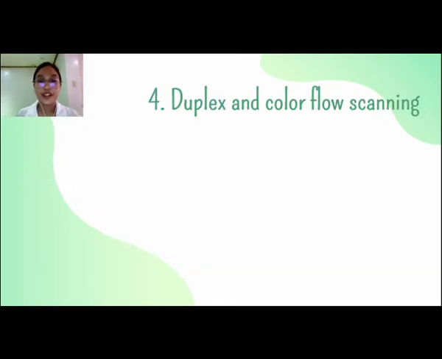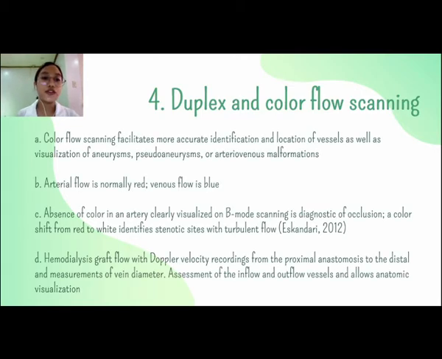And the last non-invasive examination, we have the duplex and color flow scanning. So the color flow scanning facilitates more accurate identification and location of vessels as well as the visualization of aneurysms, pseudoaneurysms, or arteriovenous malformations. In the color, arterial flow is normally red and the venous flow is blue. So if there is absence of color in an artery that is clearly visualized on B-mode scanning, it is diagnostic of occlusion. And a color shift from red to white identifies stenotic sites with turbulent flow.